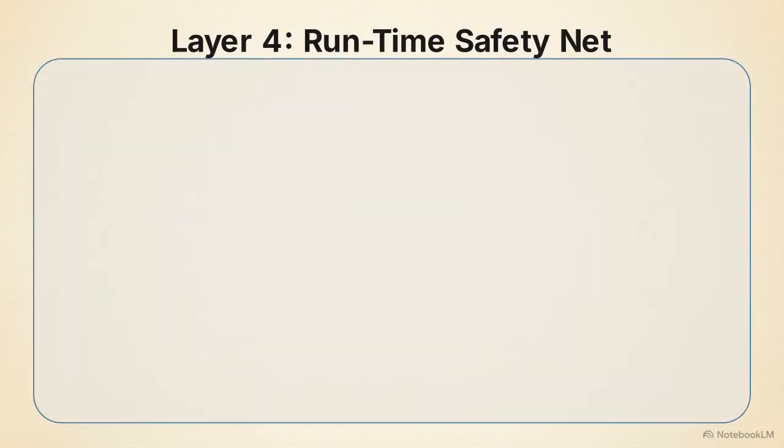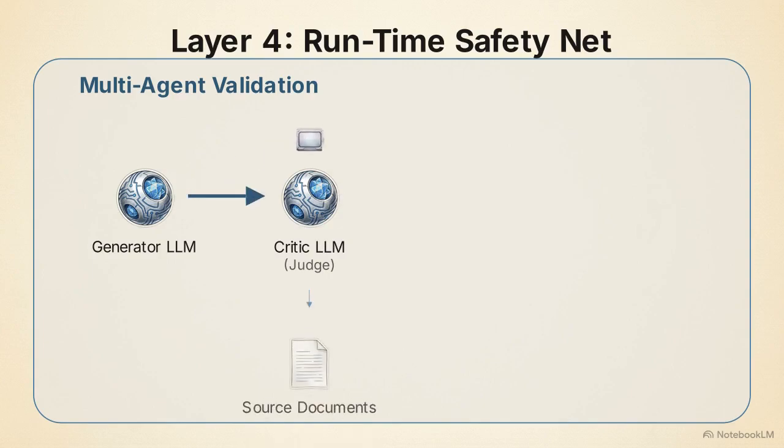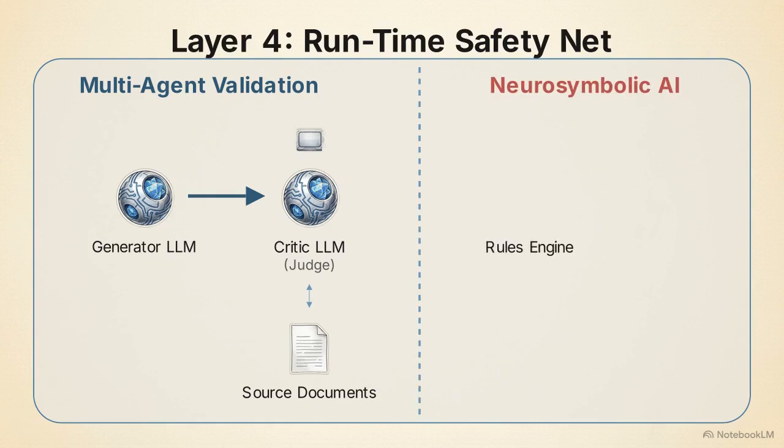This flowchart maps out the verification mechanisms designed to intercept misleading outputs before they reach the user. The first stage is multi-agent validation. After the primary generator LLM creates a response, a second specialized LLM as a judge acts as a critic. It cross-checks the generated answer directly against the source documents to verify accuracy. The next stage introduces neurosymbolic AI as the ultimate automated guardrail. Neurosymbolic systems combine neural network perception with hard-coded logic rules. They validate the text outputs against strict symbolic knowledge graphs, ensuring the AI cannot generate an output that violates established logical facts.